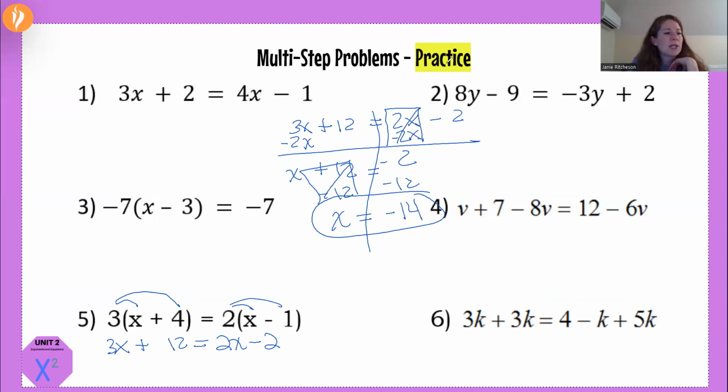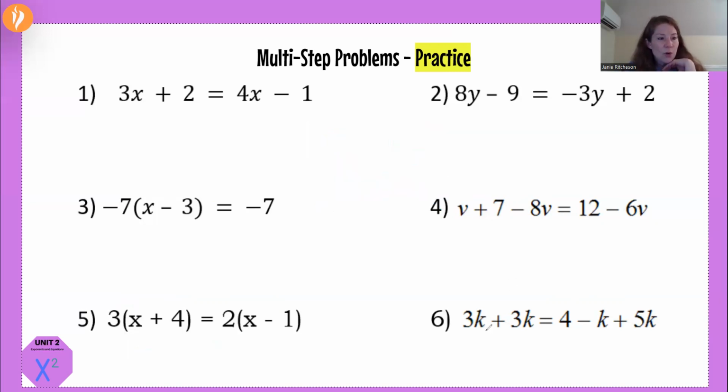All right, last one, guys, for today. We're going to combine like terms. So what's 3k plus 3k? 3 kangaroos plus 3 kangaroos is 6 kangaroos. Equals 4. And then we have negative 1k plus 5k. Negative 1 plus 5 is positive 4. Positive 4k. We've combined like terms.